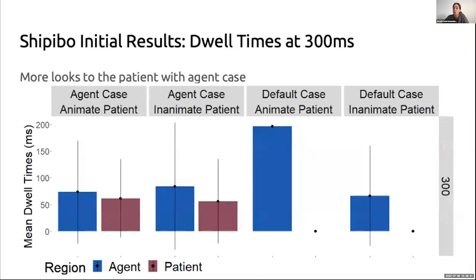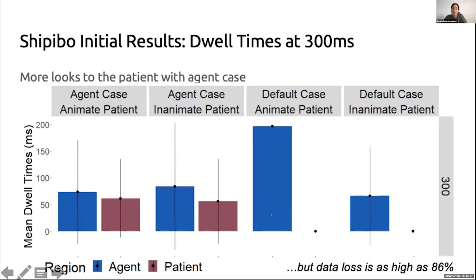Because we have longer presentation windows, we will now look at dwell times instead of first fixations to the event pictures. We will start with the 300 milliseconds presentation time condition. Here we see a difference in fixation times where the deciding factor seems to be the case of the subject. There's more attention paid to patients, here in red, for sentences that ultimately included the agent case compared to the default or unmarked case.